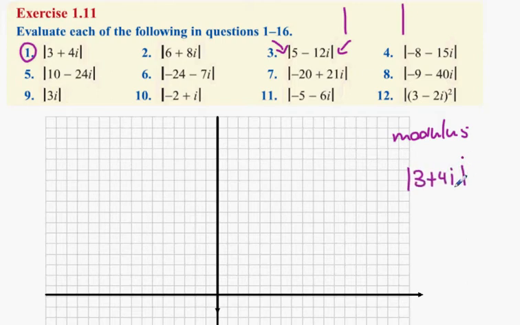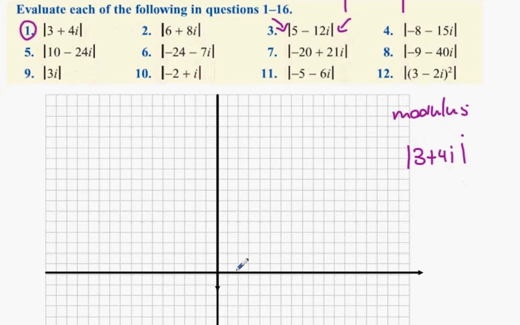Now, there's two ways of looking at it. The first way requires no new learning, and it works off old stuff you already know. One way of doing this is you draw it out on a diagram, 3 across and 4 up. Everybody agree that's 3 plus 4i right there? The two big lines on the outside mean they want you to find the distance of your complex number back towards the center, 0, 0.